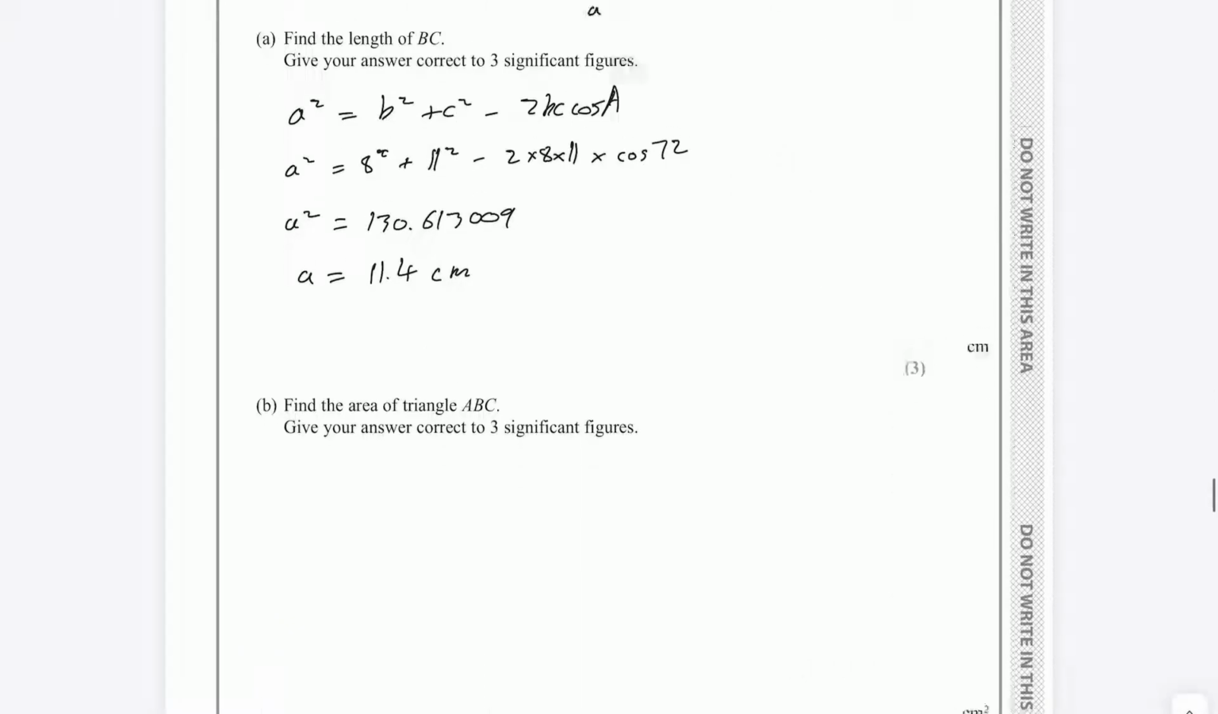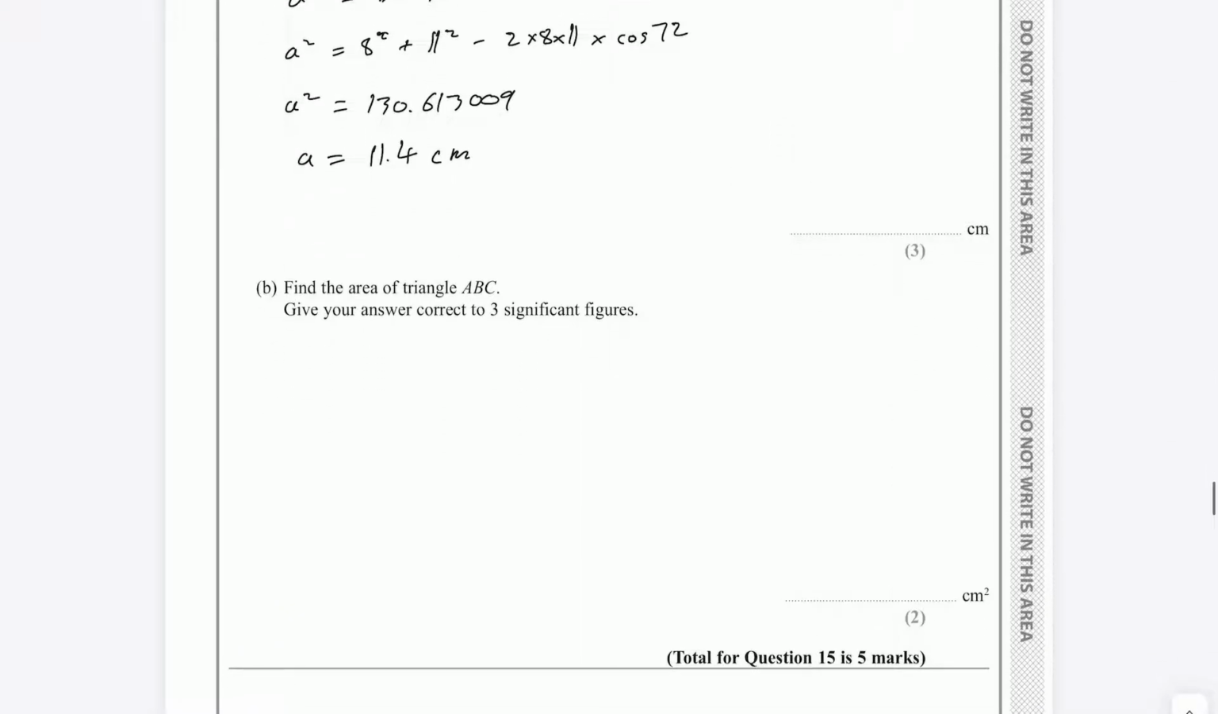So part B is asking us to find the area of the triangle. So we're going to use the formula a half ab sine C, because we have two sides and an angle in between them. So we can do half times 8 times 11 times sine 72. And that gives us 41.8 centimeters squared.